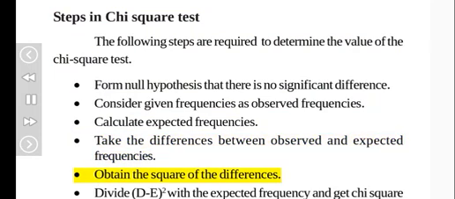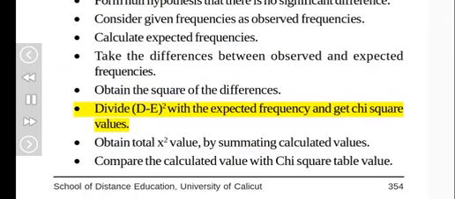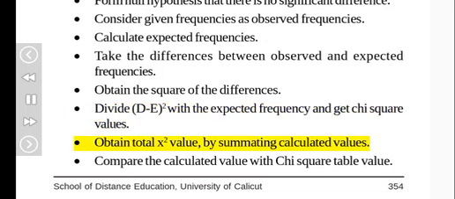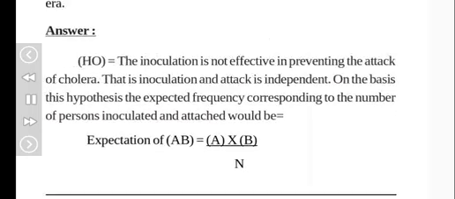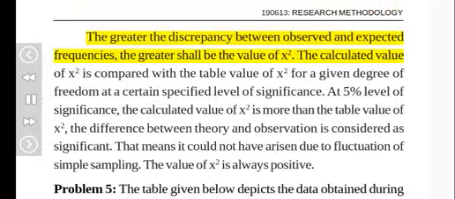Obtain the square of the differences. Divide (O-E)² by the expected frequency and get chi-square values. Obtain the total X² value by summating the calculated values. Compare the calculated value with the chi-square table value. The greater the discrepancy between observed and expected frequencies, the greater shall be the value of X².